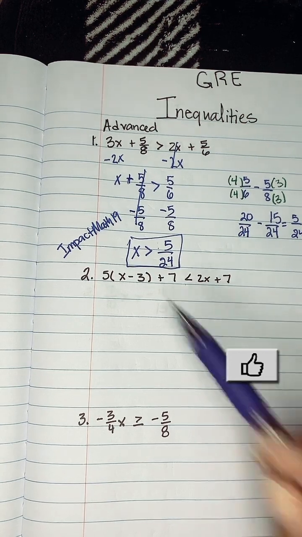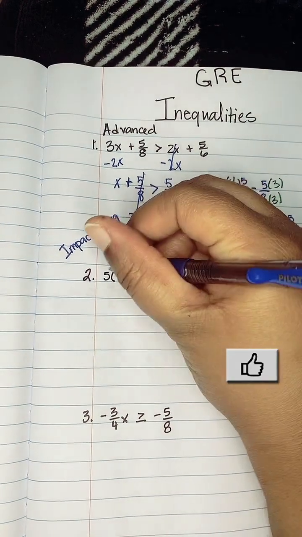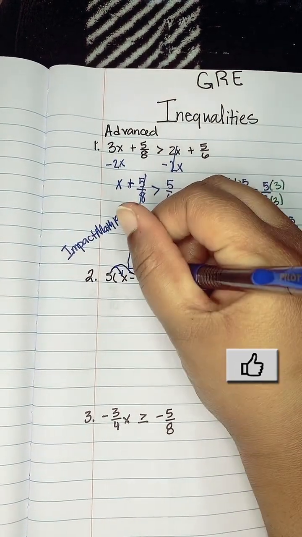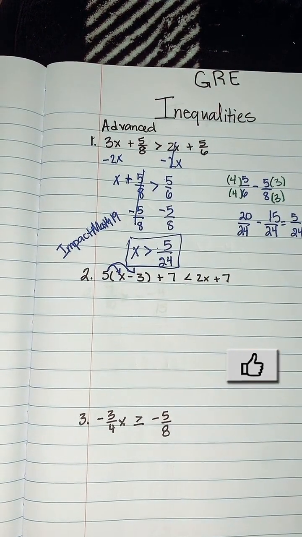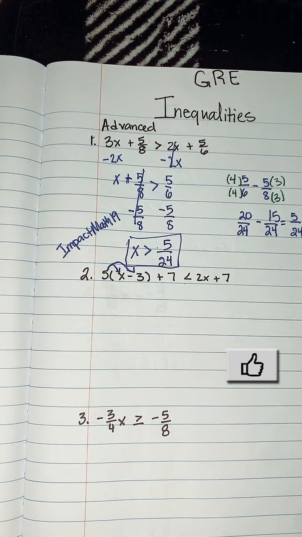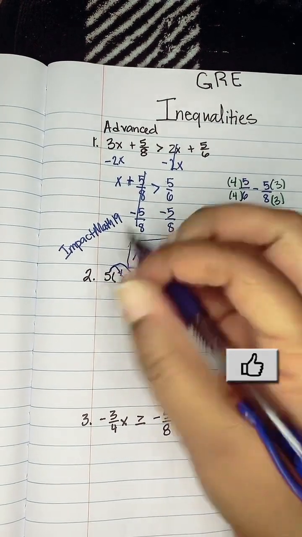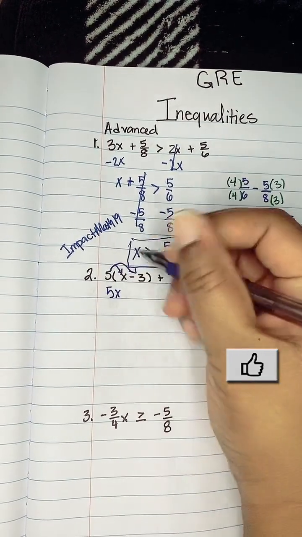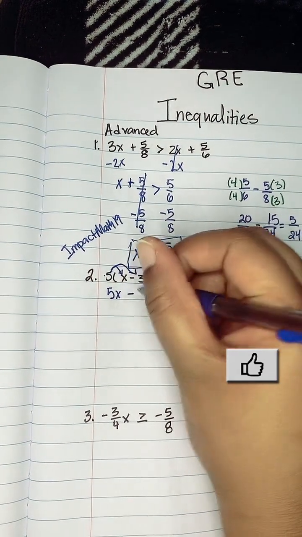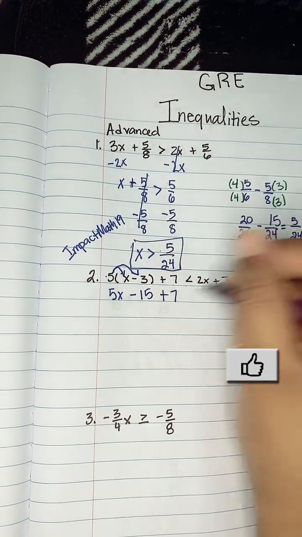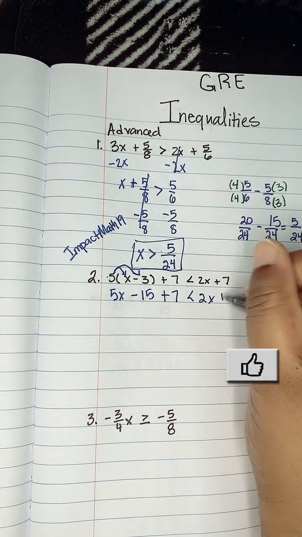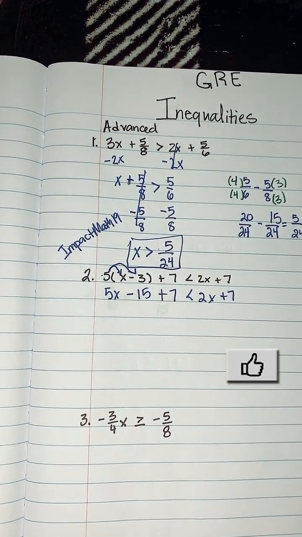Okay, so number 2, we're going to distribute this 5 here and here. So we have 5 times X gives us 5X, and then 5 times 3 gives us negative 15 plus 7 less than 2X plus 7. Okay.